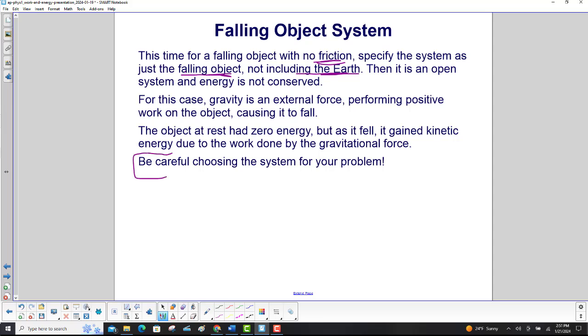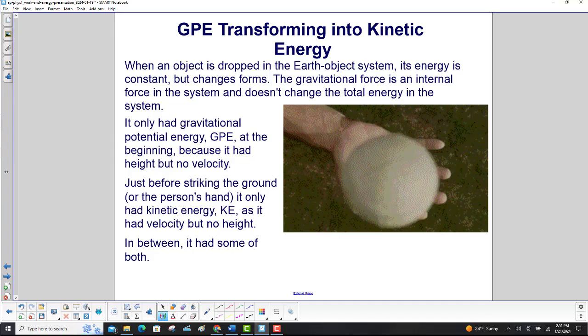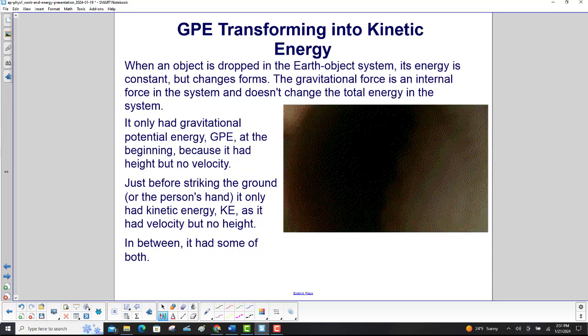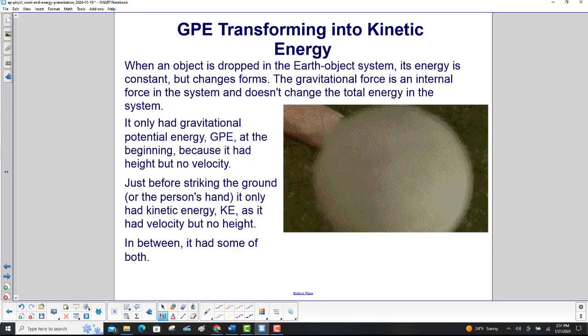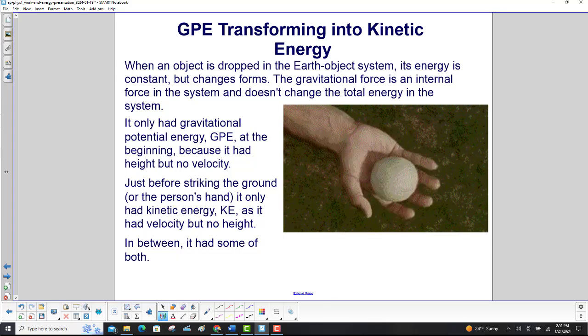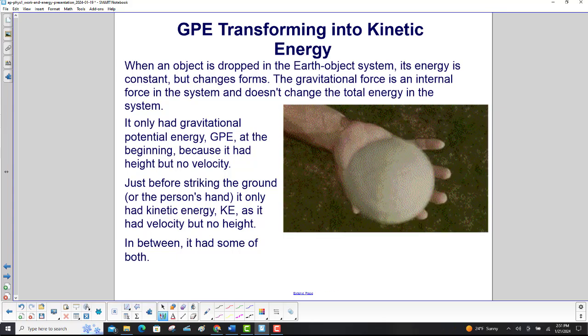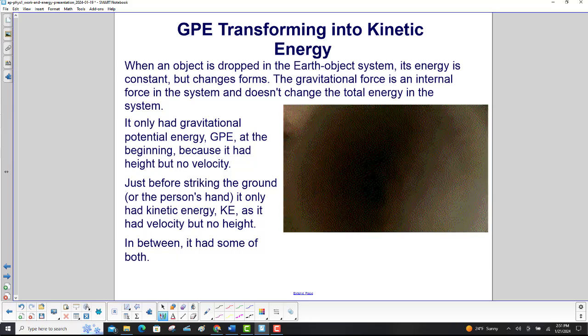So you have to be careful when you choose the system for your problem to ensure you get the right answer and to see whether you can use conservation of energy, which we'll be discussing shortly. When an object is dropped in the Earth-object system, its energy is constant but changes forms. The gravitational force is an internal force in the system and doesn't change the total energy in the system.